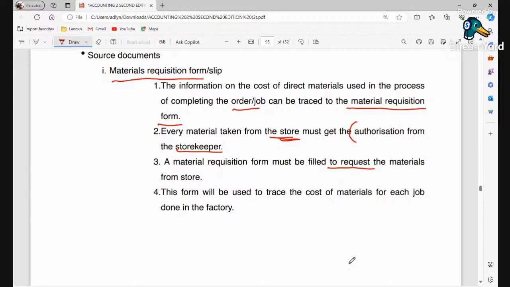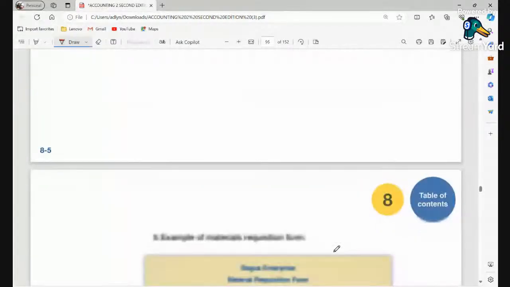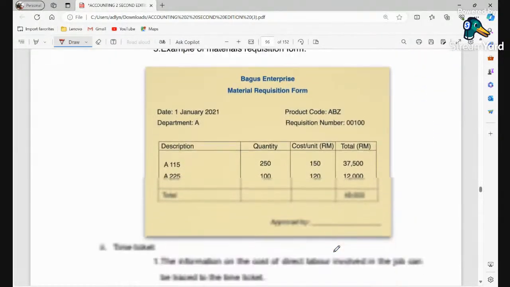Okay, so let's say lepas tu ada kelas lain pula nak buat t-shirt. So the person in charge of the order akan isi satu lagi material requisition form. Okay, and then the process goes on as before lah. Okay, dia macam loop kan, dia pusing lah. Okay, dia akan isi lagi satu borang and then get authorization and then go to the storekeeper and request for the direct material. Okay, alright.